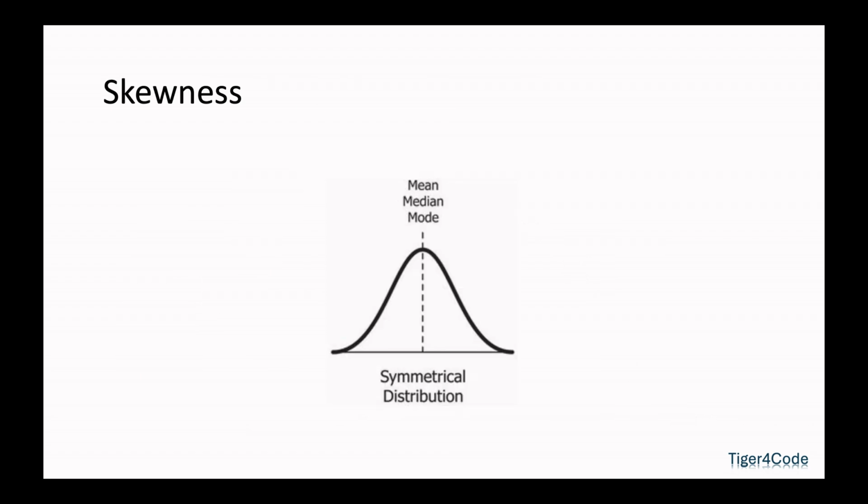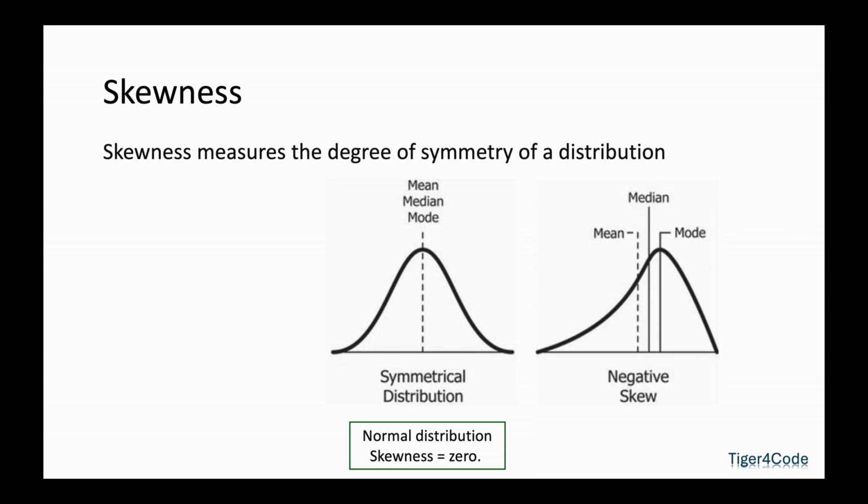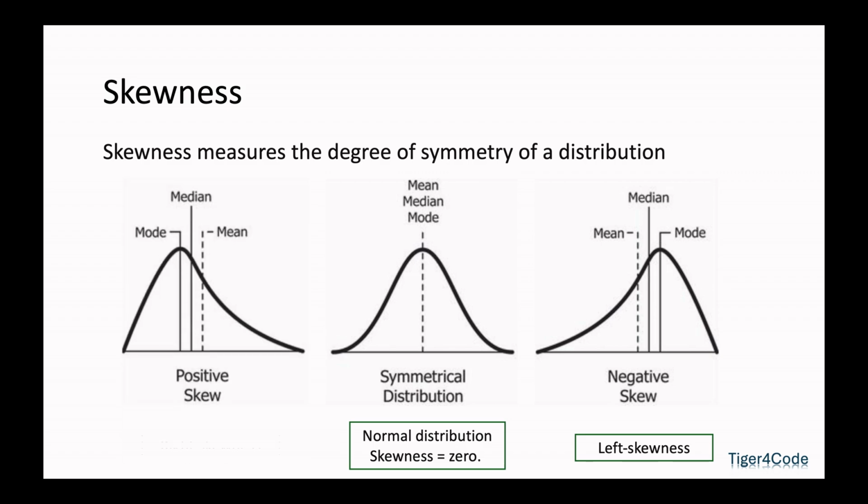While a normal distribution is perfectly symmetric, skewness is a measure of how much a distribution deviates from this symmetry. In a normal distribution, skewness is 0, indicating no skew. If a distribution has a longer left tail, it is negatively skewed or left skewed. But if the right tail is longer, it is positively skewed or right skewed.